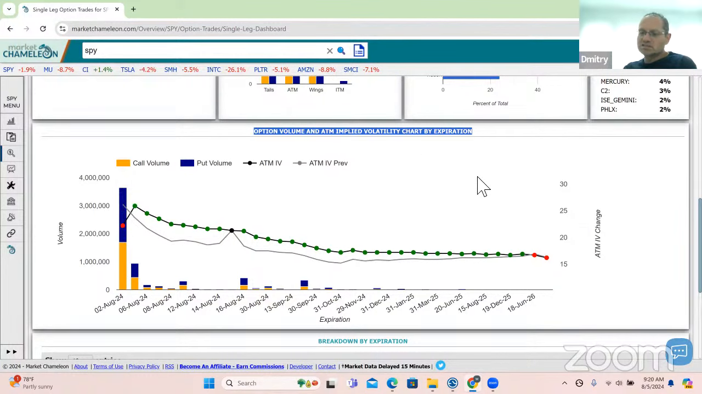That represents the most current implied volatility. And keep in mind that implied volatility is comparing the most recent at the money strike to that same strike the previous day. Okay, so we're looking at strike versus strike.